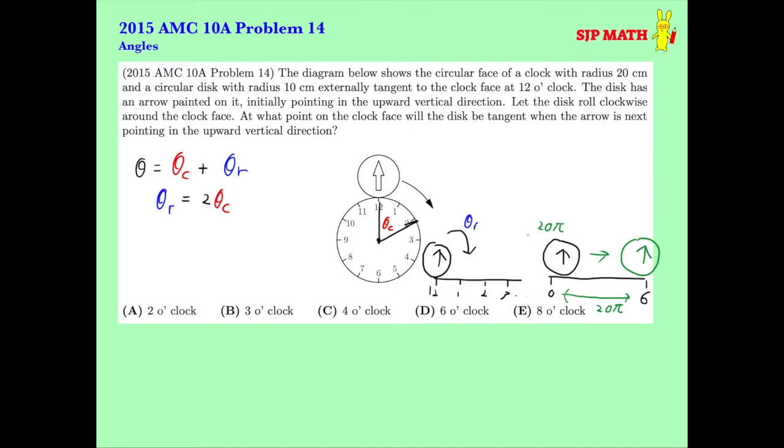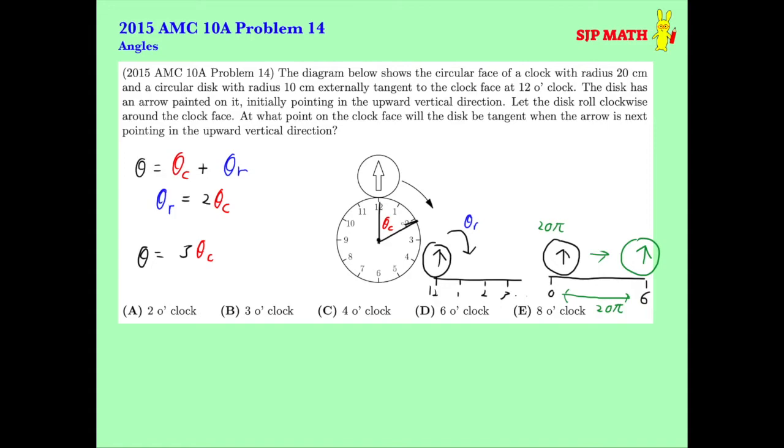That could have been a bit confusing, but if you stop and think about it for a while, it will start to make sense. So we can substitute this into here to get theta equal to 2 theta c plus theta c, which is just 3 theta c. But then we just have to find theta c in terms of t.